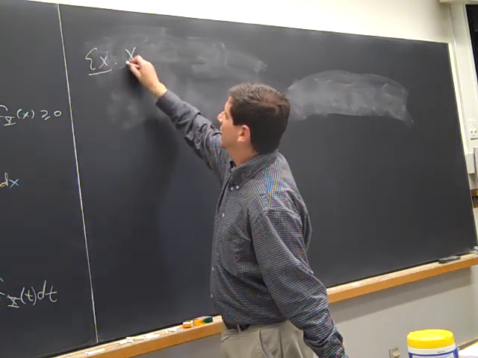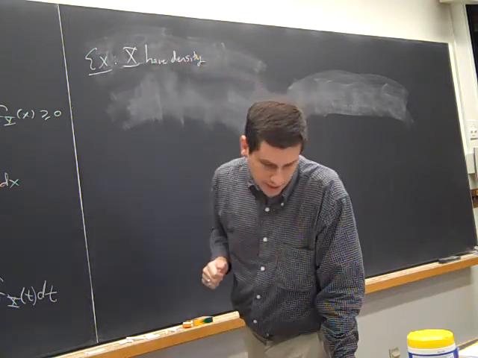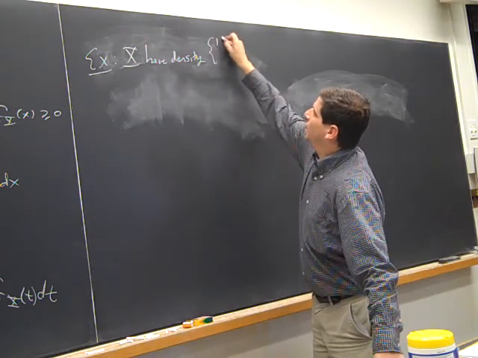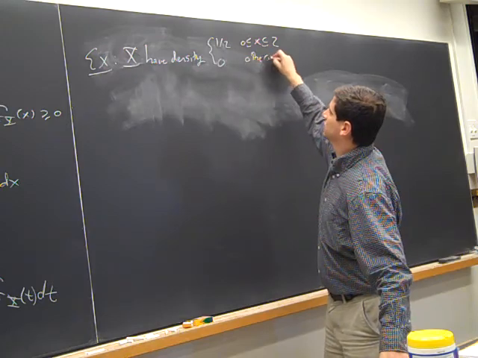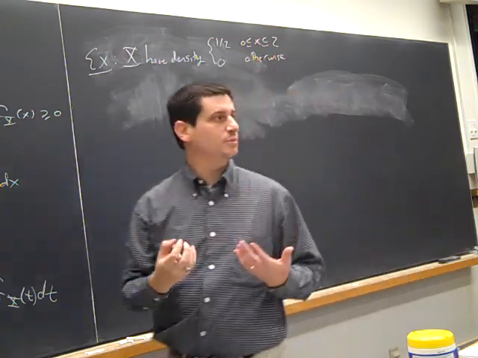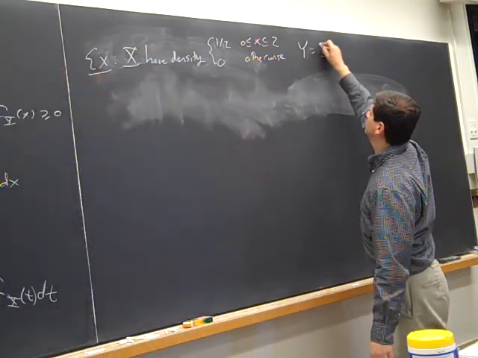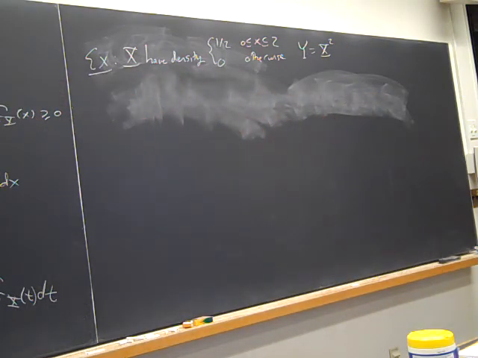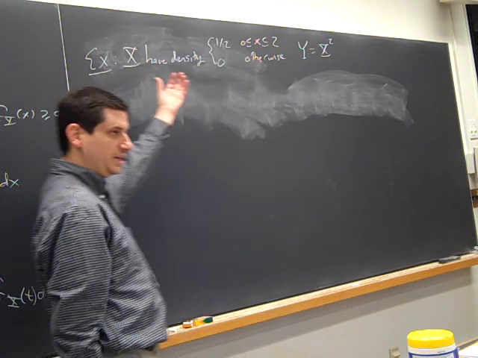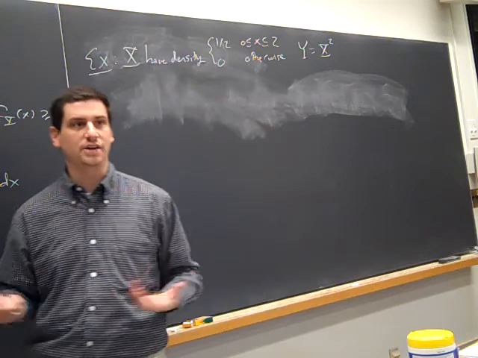Let's let x have density 1/2 if 0 less than or equal to x less than or equal to 2, 0 otherwise. So I'm choosing a uniform random variable from 0 to 2, and I'm going to let y equal x squared. And so what I want to do is calculate the density of y given that I know the density of x. So without actually calculating it, does this seem like a calculation we should be able to do? Should we be able to understand y from knowing x?